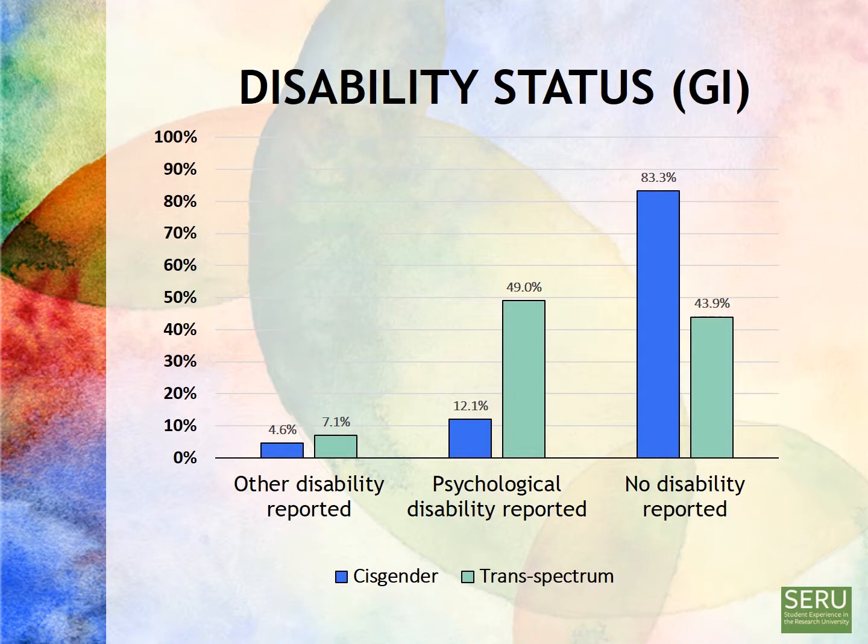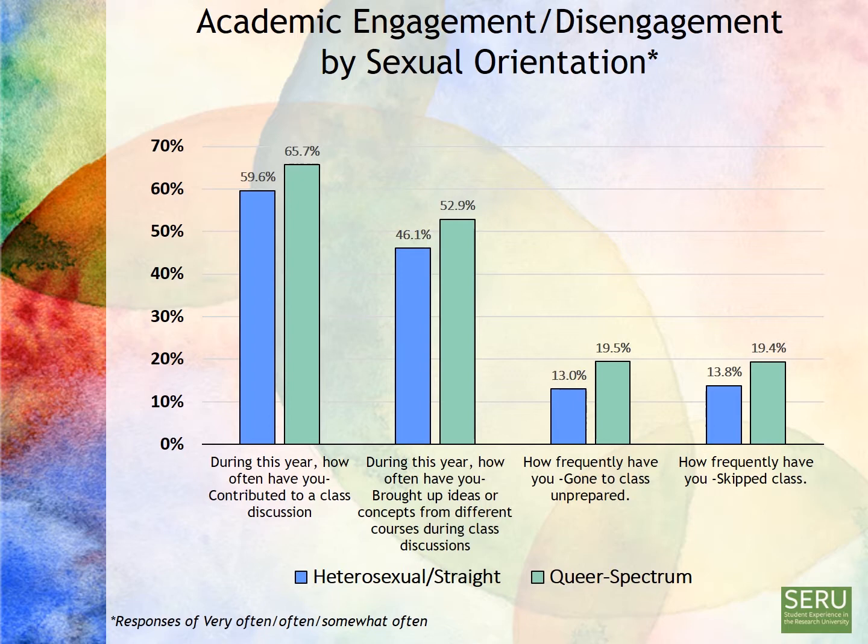Next slide. This is just some sections here to show academic engagement and disengagement for the two groups. And I put this out here to show that in terms of active learning and bringing up ideas or concepts for different classes, queer spectrum students are more likely to indicate that they do that very often or somewhat often as compared to heterosexual straight students. In terms of disengagement, they tend to be a little higher on some things in terms of going to class unprepared or skipping classes. But when you look at GPAs, you see very little difference in the two groups.